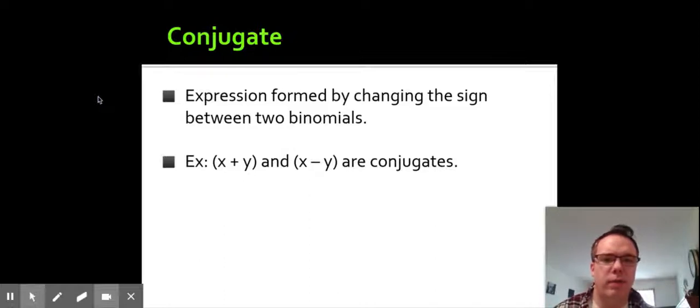So remember we used the conjugate before to prove trig identities, where if we had the cosine of something plus 1, we would multiply it by the cosine minus 1. So we're just changing the sign in a binomial. And the reason we do that is if you multiply conjugates, you get the difference of squares. Because if you box or FOIL two conjugates, the centers, you'll get a positive and a negative, so they will cancel out. So that is what we're going to use conjugates for today.